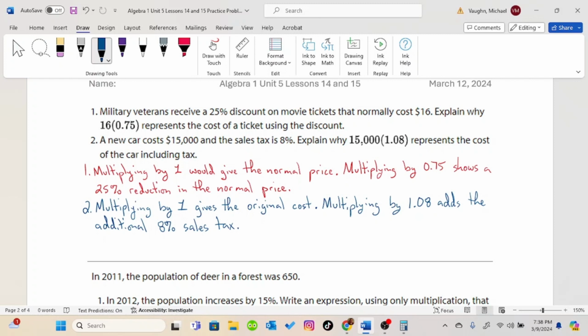So if we are multiplying by less than 1, we are showing a reduction in the amount. That could be a discount, it could be losing population, but multiplying by less than 1 is showing a reduction. Multiplying by more than 1 is showing an increase. So something like sales tax is added on to the original price. If you have any questions about how I solved this practice problem, please use class time now to ask for further clarification.